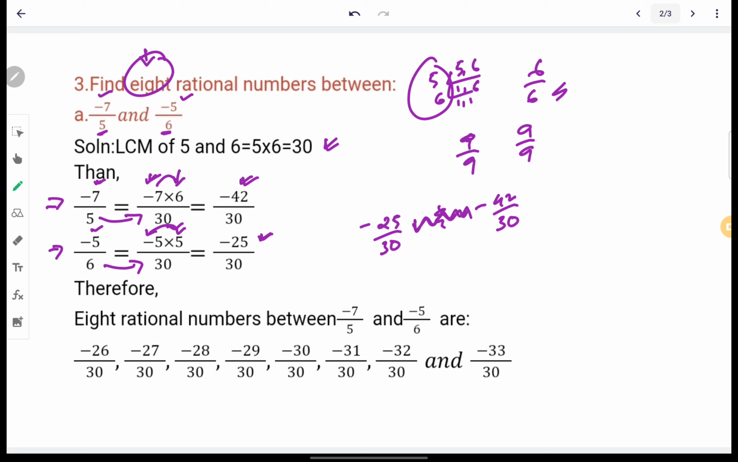Okay, so we can already see here that minus 25 is the starting point, right? And then I must not cross minus 42. So you can see minus 26 by 30, minus 27, minus 28 by 30, minus 29 by 30, minus 30 by 30, minus 31 by 30, minus 32 by 30, and then minus 33 by 30. All right, we'll not be doing that 9 by 9 because 9 rational numbers are already here in between minus 25 by 30 and minus 42 by 30.